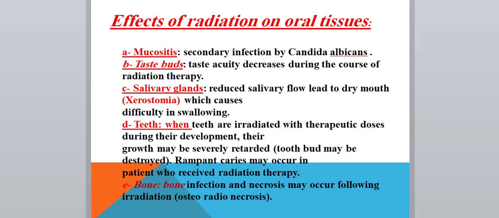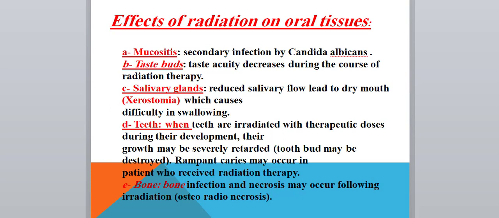Now, as we have discussed the type of radiation, the environmental pollution by radiation and the type of action, let us show the effects of radiation on oral tissue. This is an important point for the dentist. I can show the effects as follows.